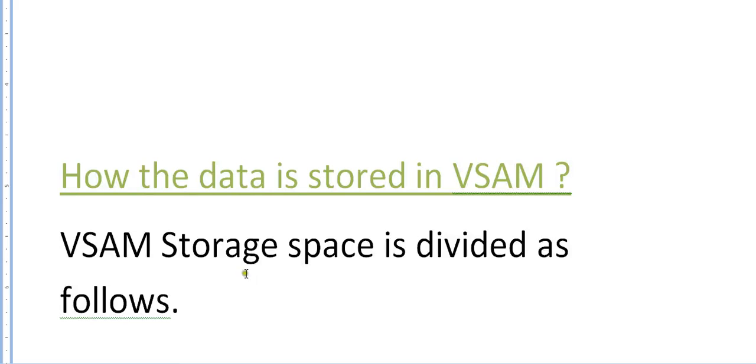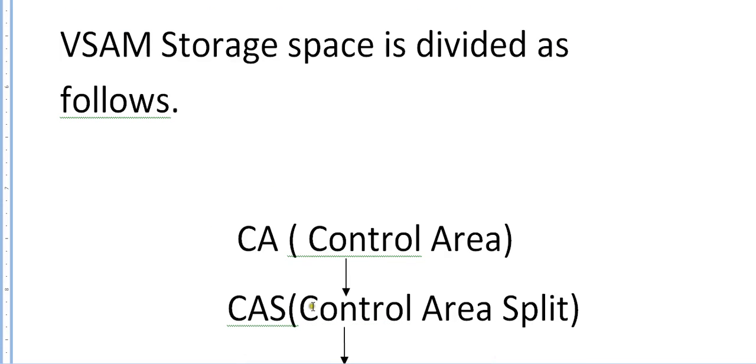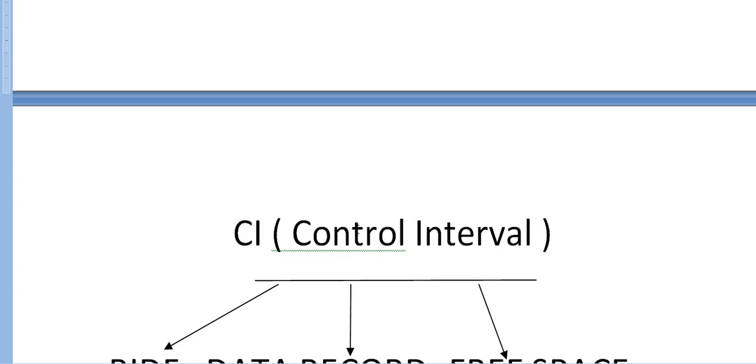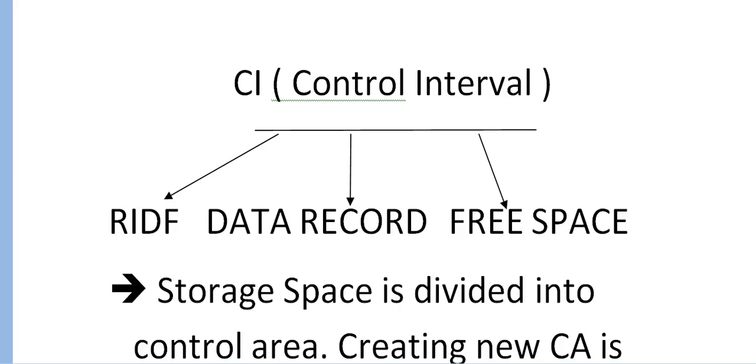So how is the data stored in VSAM? VSAM storage space is divided as follows: first it will have a control area, and if the control area is divided, then we call it a control area split, and then it will have a control interval. In this control interval it will have three different fields, that is RIDF, data record and free space. Let's see in detail what exactly they are.